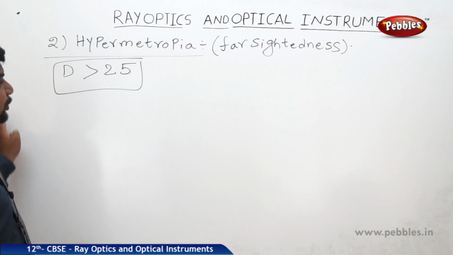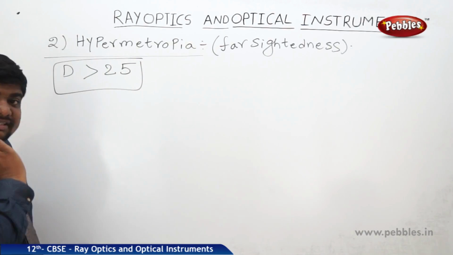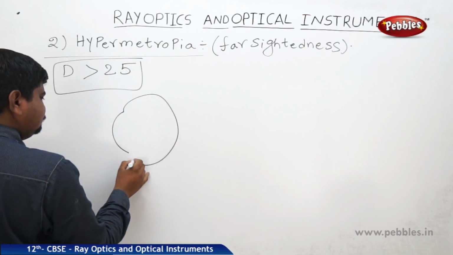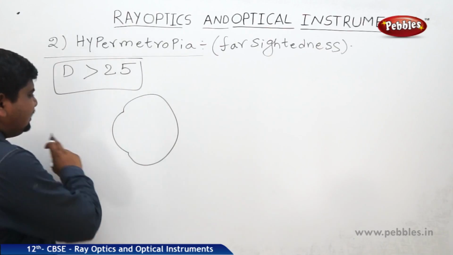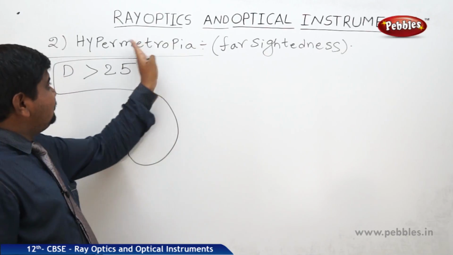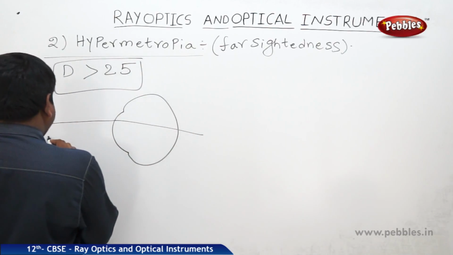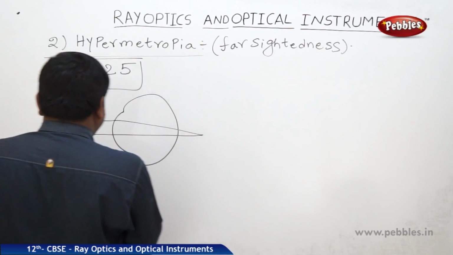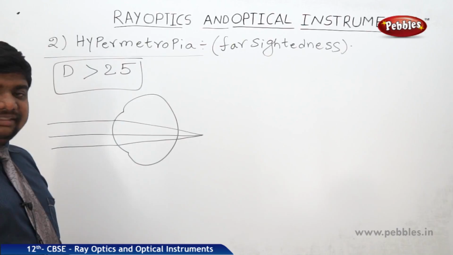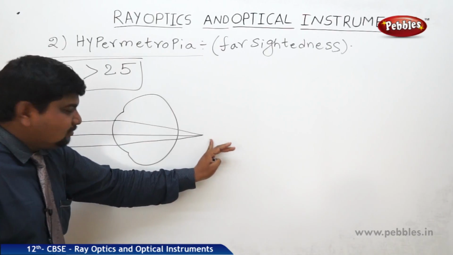Then how can you overcome this defect? What is the reason behind this hypermetropia eye defect? The light rays emanating from the object converge behind the retina. That is the reason behind hypermetropia. Behind the retina, this is very important. So it is not advanced converging, it is late converging. So we should make them converge earlier.